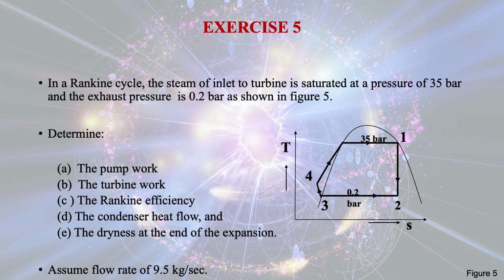The last problem is, in a Rankine cycle, the steam at inlet to the turbine is saturated at a pressure of 35 bar and the exhaust pressure is 0.2 bar, as shown in figure 5. Determine the pump work, the turbine work, the Rankine efficiency, the condenser heat flow and the dryness at the end of the expansion, assuming flow rate is given as 9.5 kg per second. So this is the same kind of problem we have already discussed.